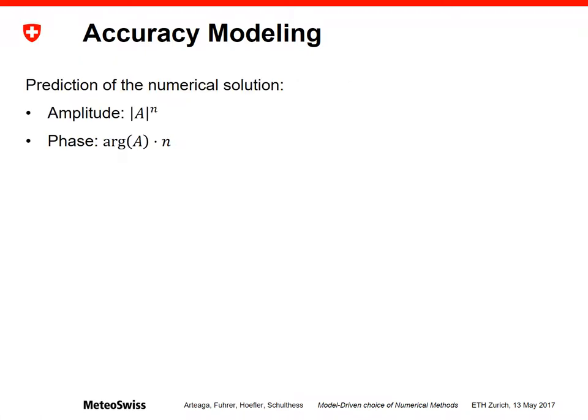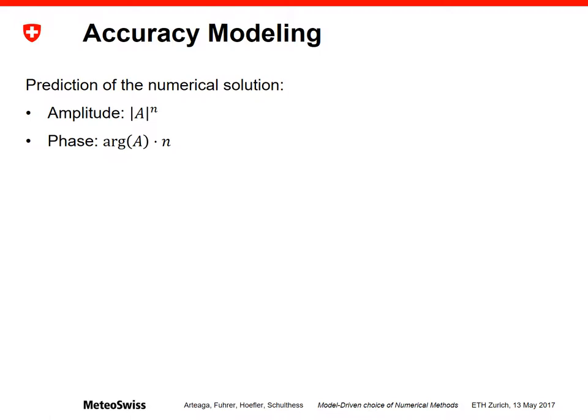When the amplification factor is computed, we can use it to estimate the amplitude and the phase of the resulting wave after n time steps of the numerical solution. The amplitude will be estimated as the absolute value of the amplification factor to the power of n, whereas the phase will be estimated as the argument of the amplification factor multiplied by n.